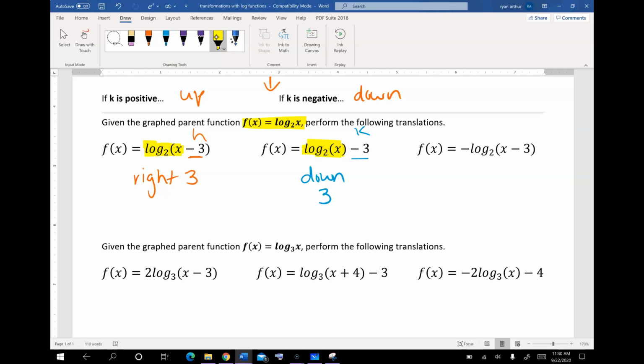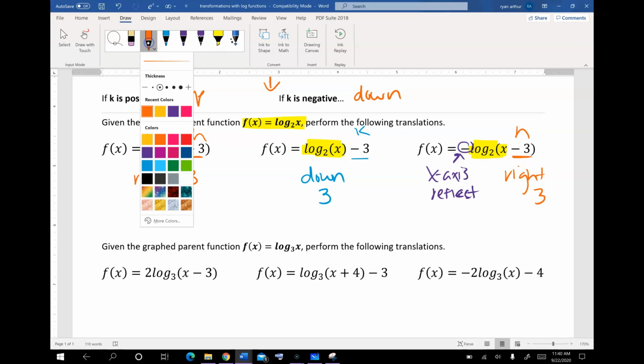All right, this one, same thing, highlight your parent function. Now look here, I have a negative out front. That negative means x-axis reflect. There's no a value, so I keep on trucking. And then on the inside is another minus 3, which is your h value, which means I go to the right 3. All right, let's keep going.